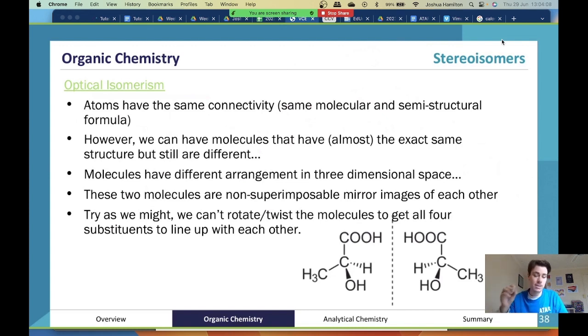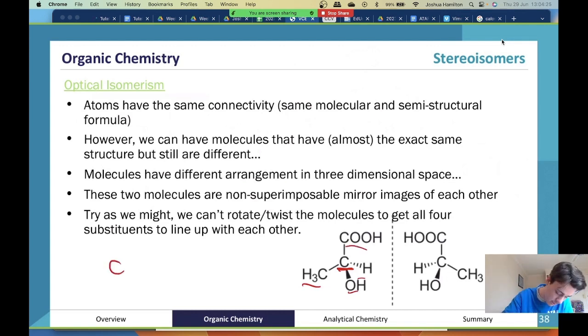Now, what I mean by this is, this carbon is a chiral carbon, and it is called a chiral carbon because it has 4 distinct different things coming off it. It has a CH3, it has an OH, it has an H, and it has a COOH.